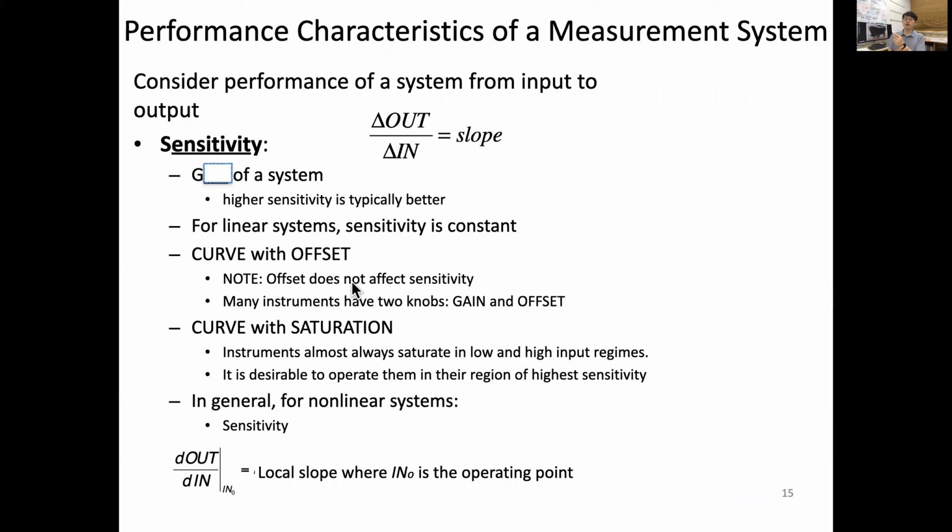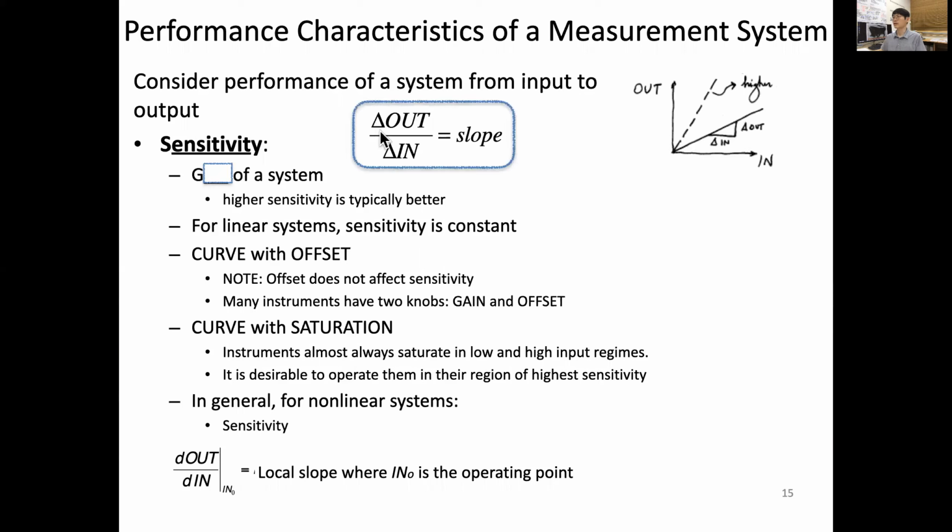So now I want to discuss the performance characteristics of a measurement system. Let's consider the performance of a system from the point of input to the output. So this is the input and this is the output. Then the curve gives the change of input versus the change of the output. This is very familiar to you from calculus, as this is the slope of this performance characteristic.